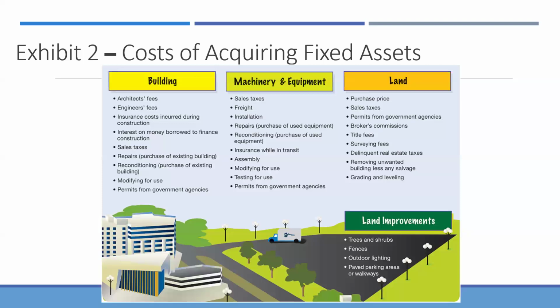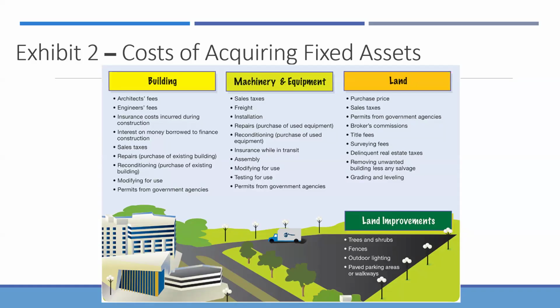And then removing any unwanted buildings, less any salvage, that's important. If we're, as a business, buying a plot of land with a condemned building on it or something that has to be removed, and there's like two equal plots of land, right? One without a building and then one with this condemned building on it, the cost to remove that condemned building is sort of an implied cost that needs to be capitalized as part of the land, because that's getting the land ready for its intended use.